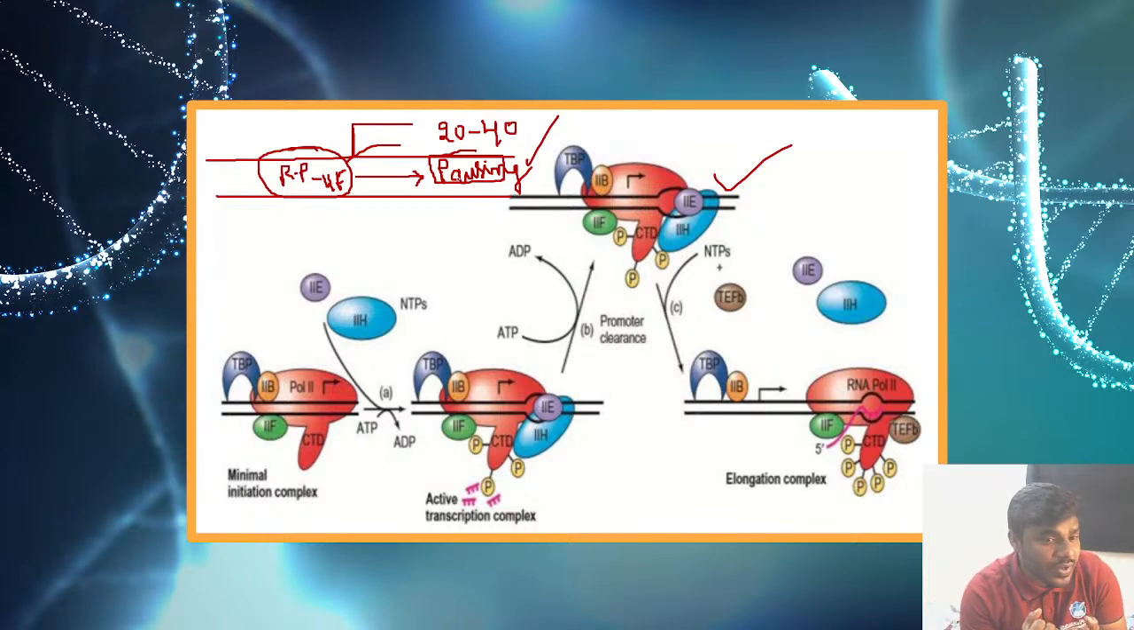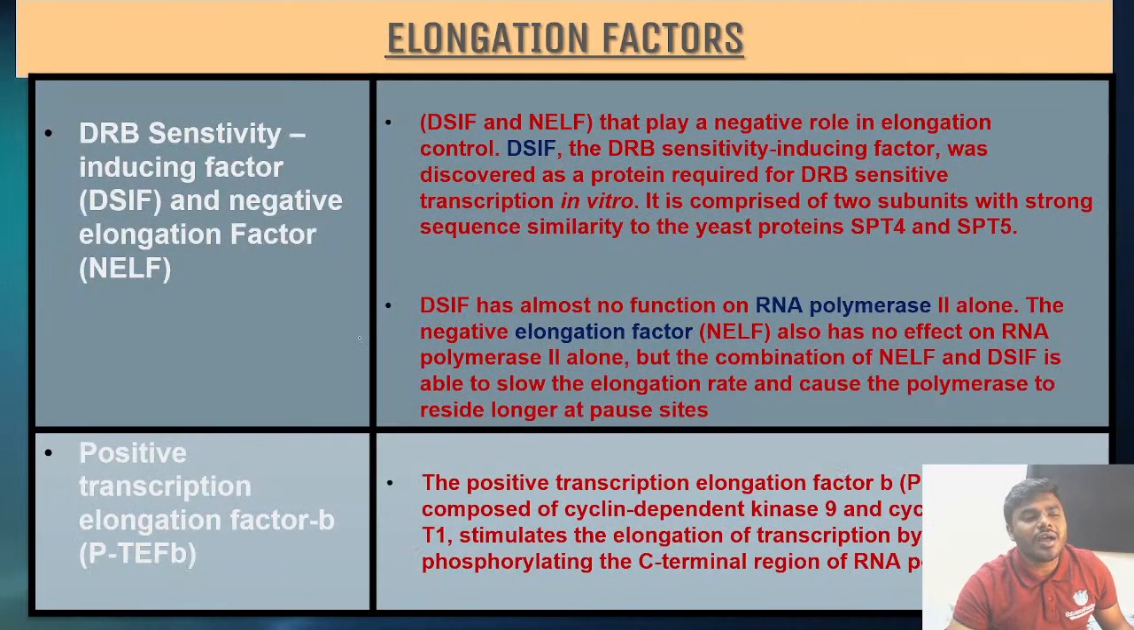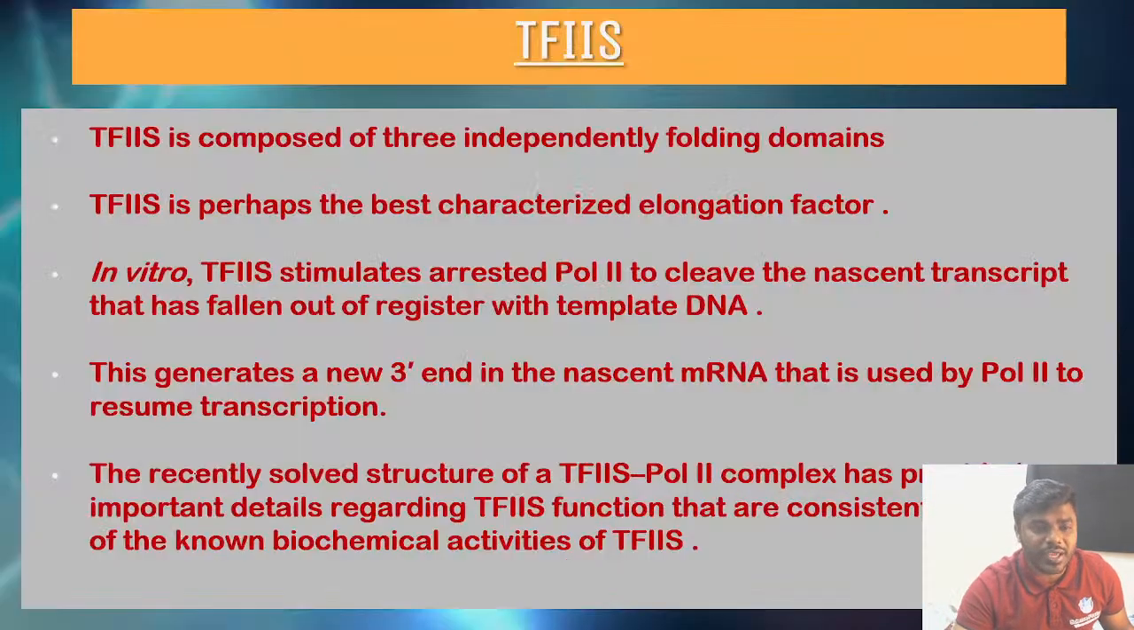Now the point is very clear. If the RNA polymerase enzyme is not moving, sir, how will the process of transcription continue? How will the elongation continue? In this particular condition, elongation factors come into the picture. What are those elongation factors? I want you to always remember the short names: DSIF, NELF, and the most important one, P-TEFb, positive transcription elongation factor B.